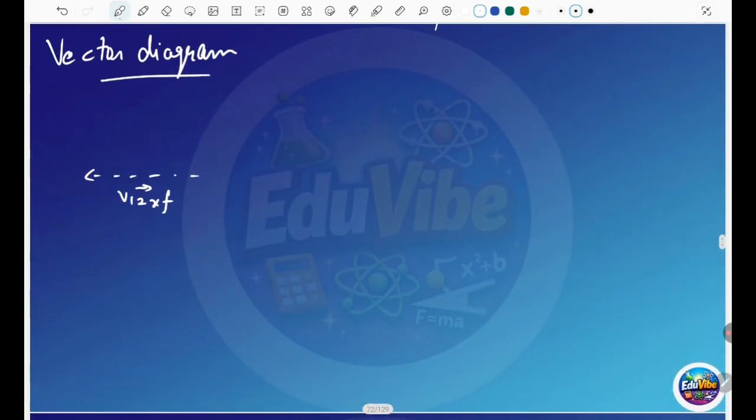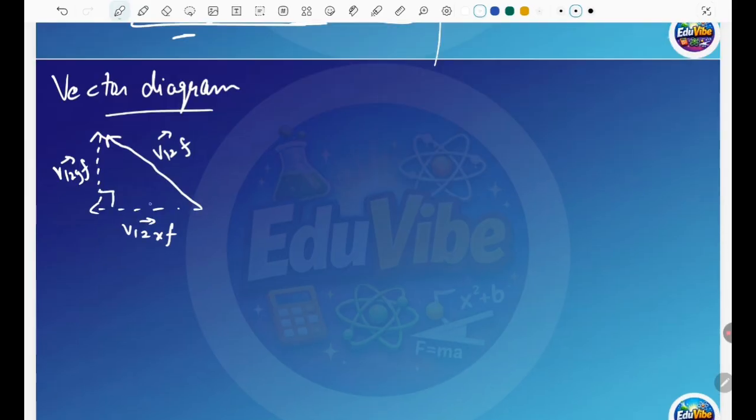So this is your v12f, and we have to find that vector. We have to find the v12f, not the x or y. We have to find the combined one. From here, this is our right angle and this is our theta. From here we can tell this is a right-handed triangle because it meets at the right angle.